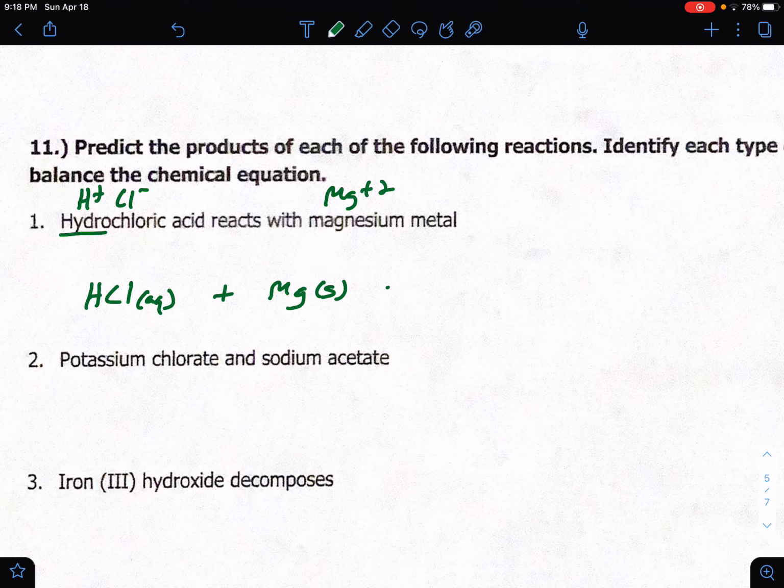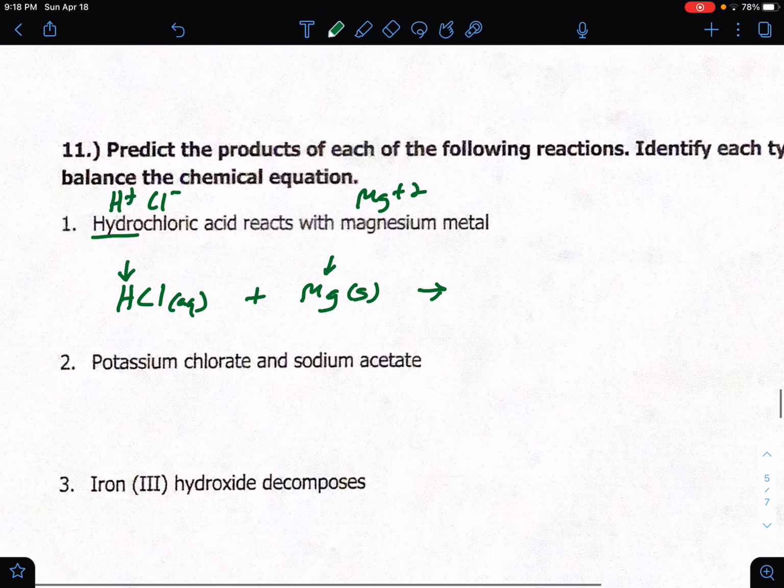Okay, so now I need to figure out what's going to happen. Basically, I have this metal right here trying to take this hydrogen's place. A positive can only take a positive's place. So this is single replacement. I'm going to write this over here.